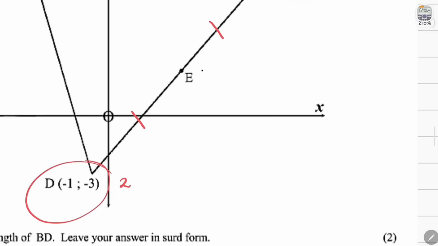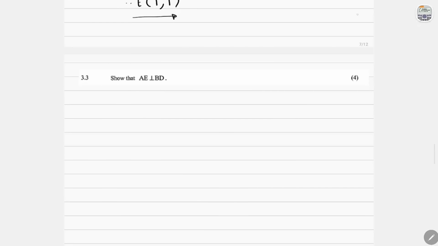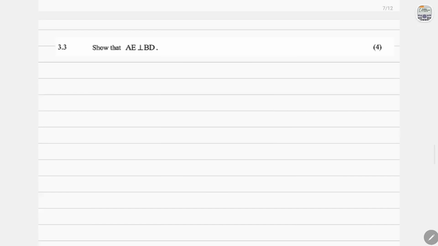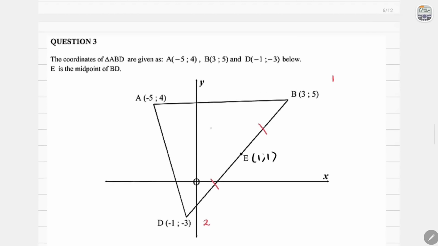I'm just going to put that down because we're probably going to need it as we go on. Moving on to the next question. Question 3.3 says, show that AE is perpendicular to BD. So AE is perpendicular to BD.